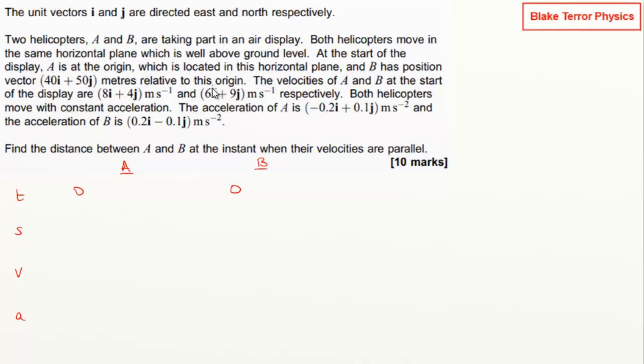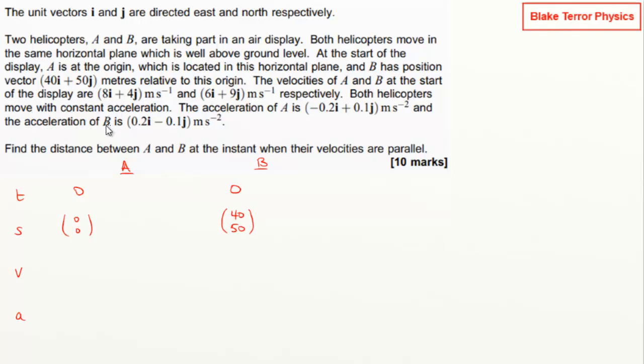You should specify what your frame of reference is and how it's set up. Both helicopters are moving in the same horizontal plane well above ground level, so they're not crashing. At the start of the display, A is at the origin, 0, 0 displacement for A. B is at 40, 50.